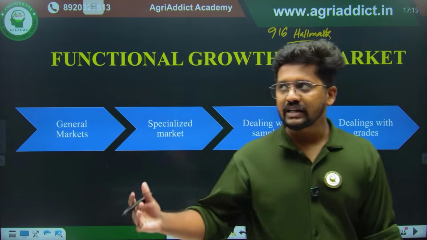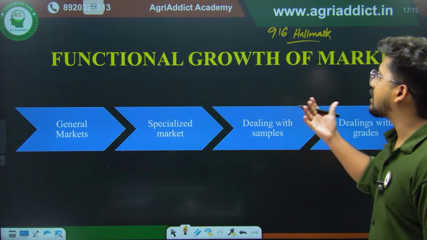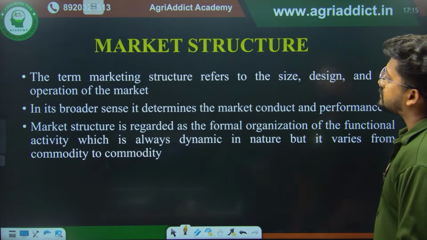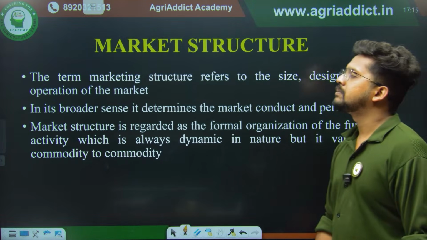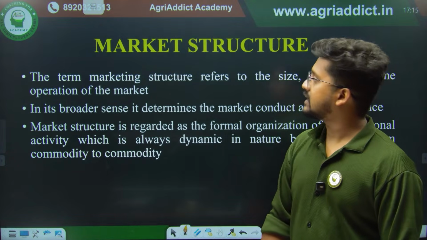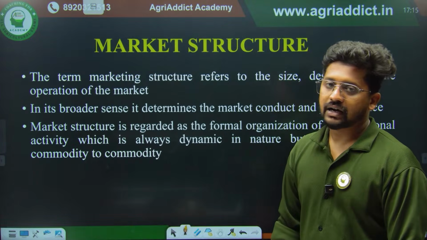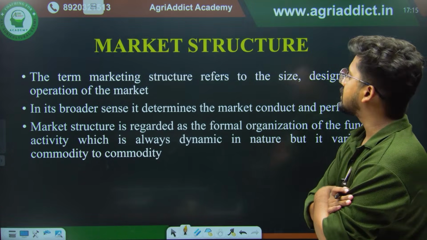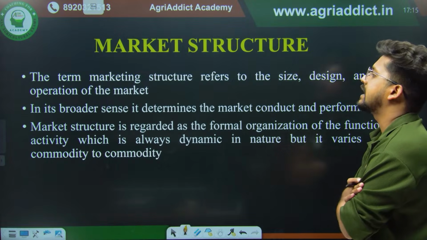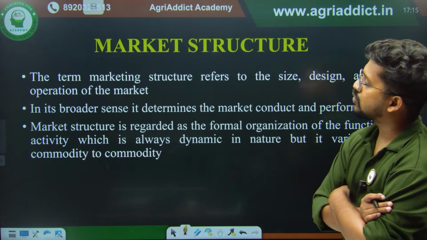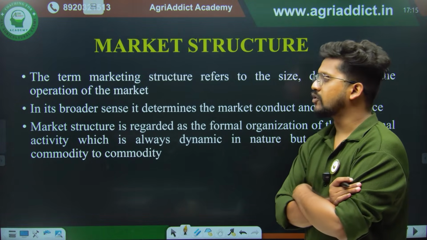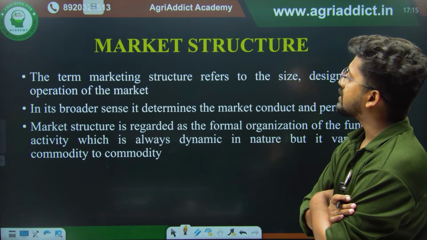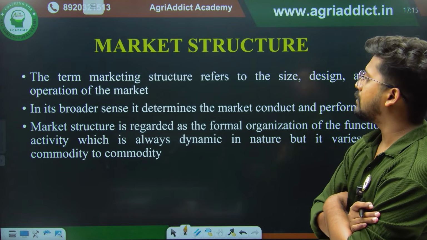So this is how the evolutionary functional growth of the different types of markets happens. Then we are going to some important ideas of market structure, market conduct, and market performance. So we shall see first what market structure is. Market structure is nothing but the size, design, as well as the operation of the market. So how the size, design, and operation of the market is going to affect our marketing, that is the market structure.